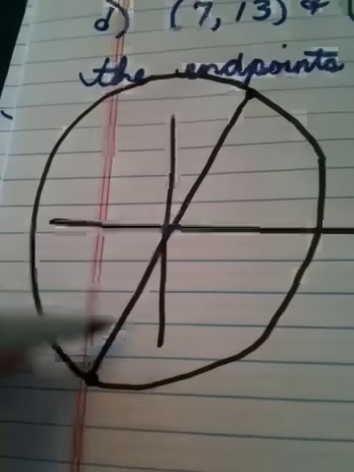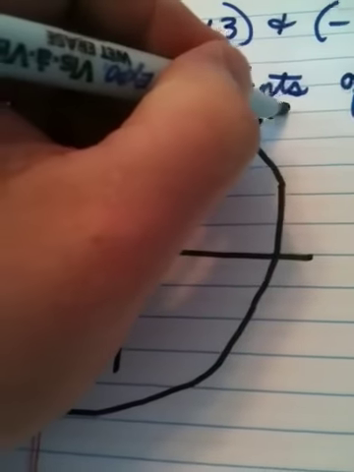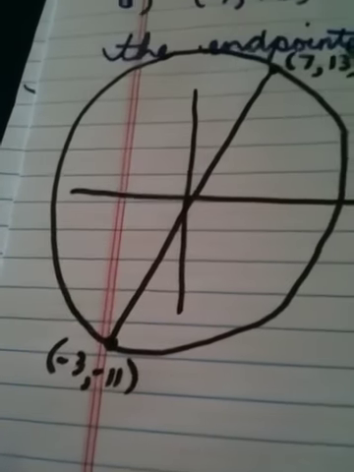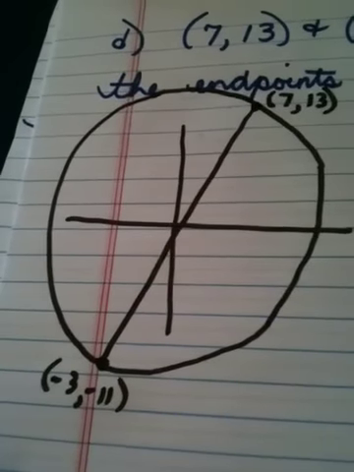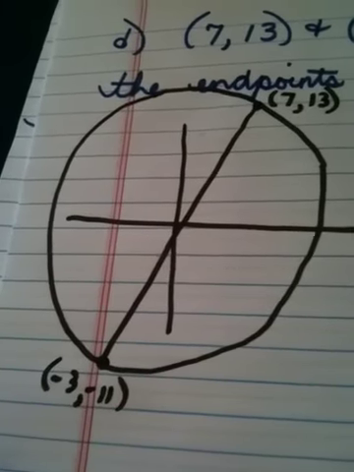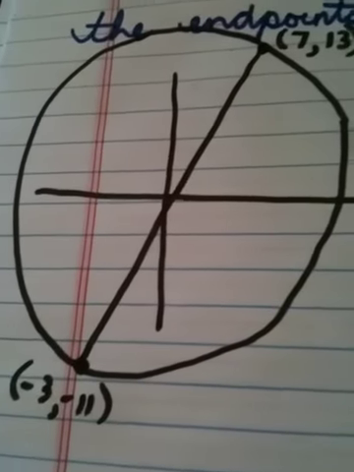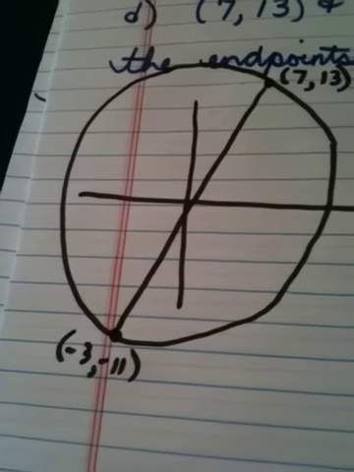These are the 2 endpoints, and we want to know the equation of this circle. This point is the ordered pair 7, 13. This is the ordered pair -3, -11. Now, a lot of times with these kind of problems, when in doubt, you should draw a picture. Well, there are actually 2 things that we're looking for here, right? When we're trying to find an equation of a circle, we need to know the center, and we need to know the length of the radius.